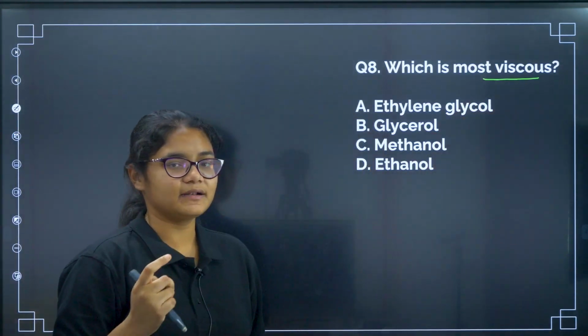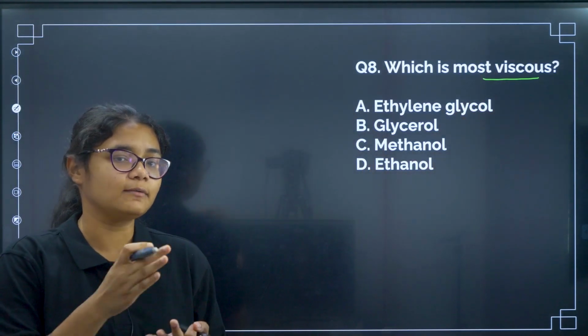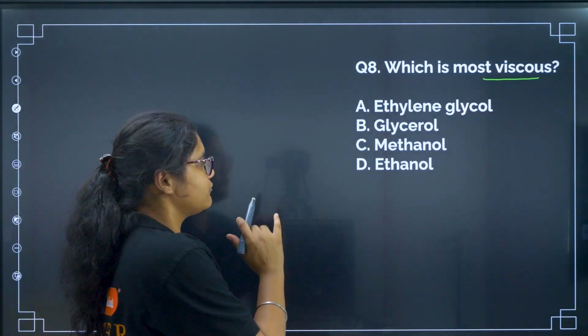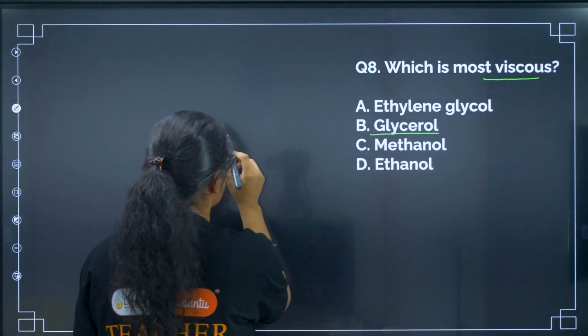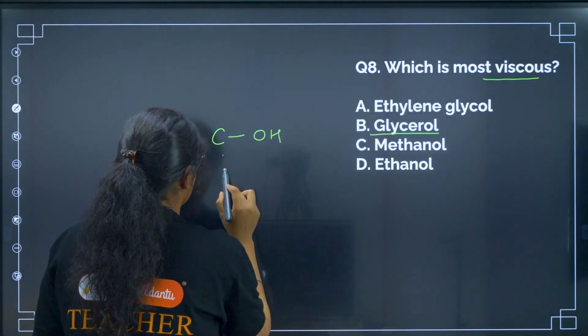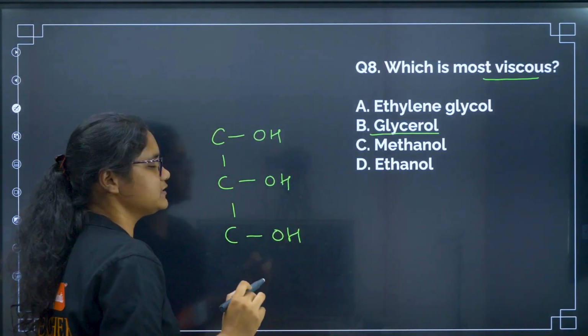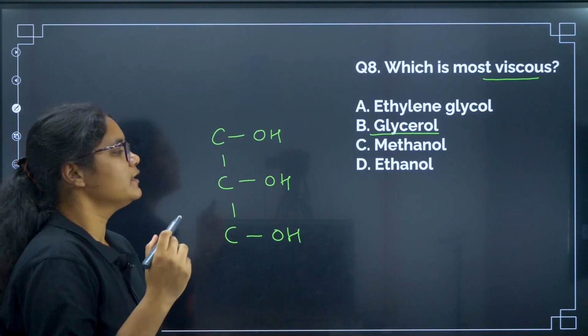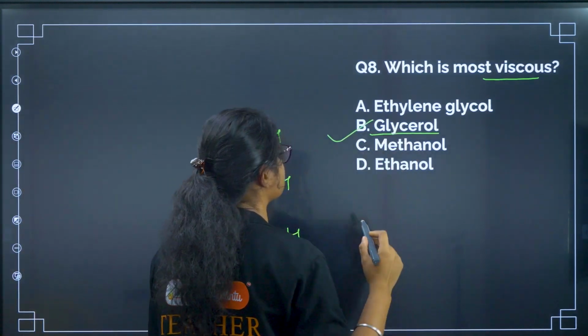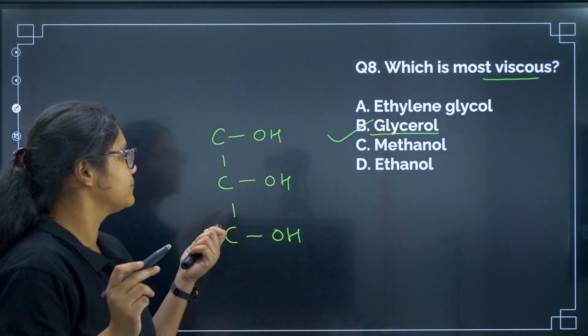Okay. Next, which is most viscous? So viscosity depends on the strength of the intermolecular bonding, okay, your intermolecular forces. So glycerol will have 3 OH groups. We have these 3 OH groups, because of which there is strong hydrogen bonding. So that is why it is more viscous. Hence the correct answer will be option number B.